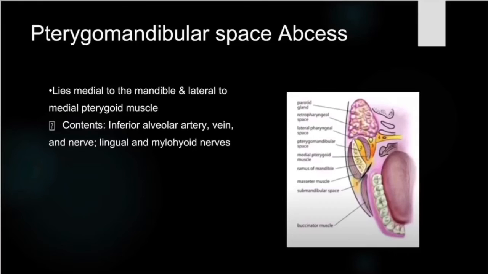Pterygomandibular space abscess. This space lies medial to the mandible and lateral to the medial pterygoid muscle. Anteriorly there is the pterygomandibular vein, posteriorly the parotid gland, and superiorly is the lateral pterygoid muscle. It contains the inferior alveolar artery, vein, and nerve, and the lingual and mylohyoid nerves, and it is infected because of mandibular third molar infection, or fractured mandibular angle, or needle track infection from a mandibular block.